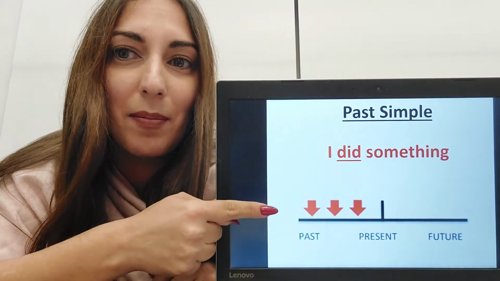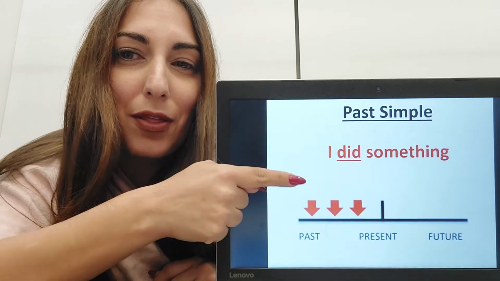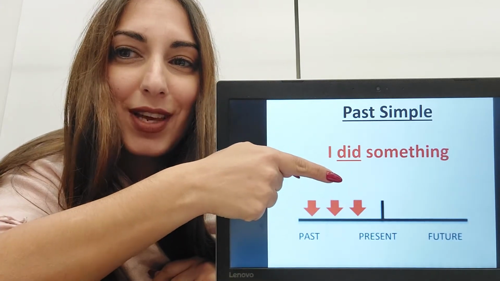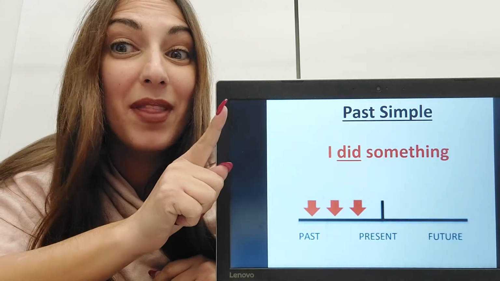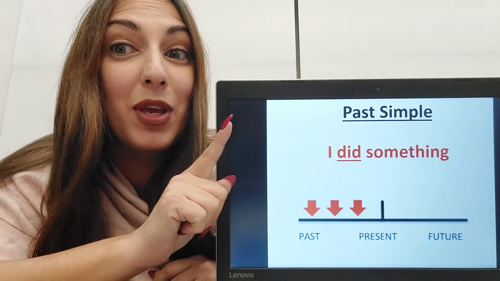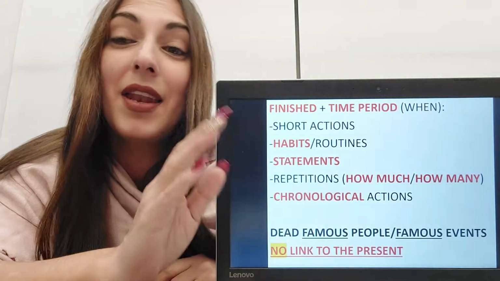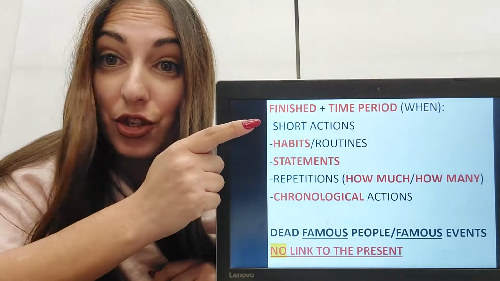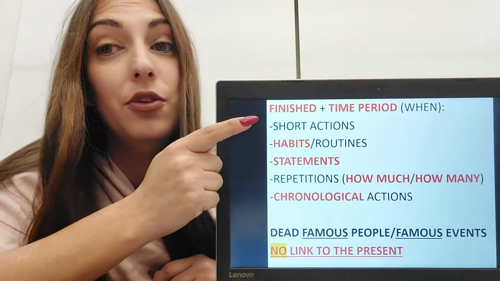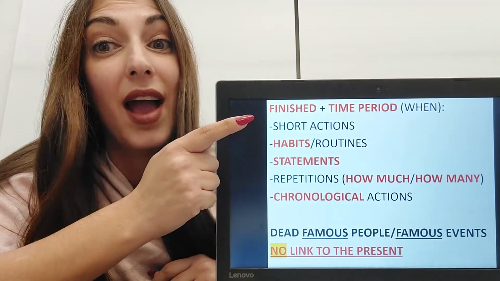So remember this timeline and the way that you see 3 consecutive actions here in the past. Remember that as I explain when we use past simple. Now, first of all, past simple is something that finished, and we have a time period. You usually say when the action happened.